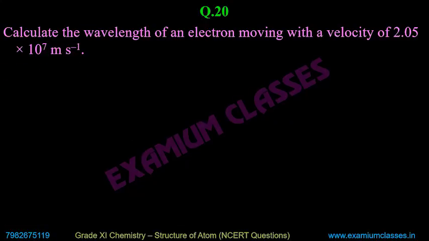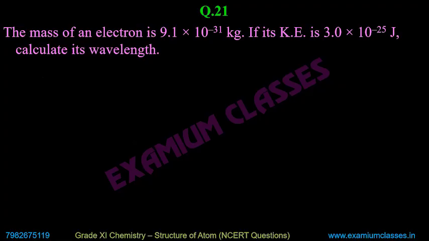Question number 20, I had asked you to just apply the formula lambda equals h by mv, and you get mv. Velocity is anyway given in SI unit, so you don't need to change it. Substitute as it is, and you will get the answer.